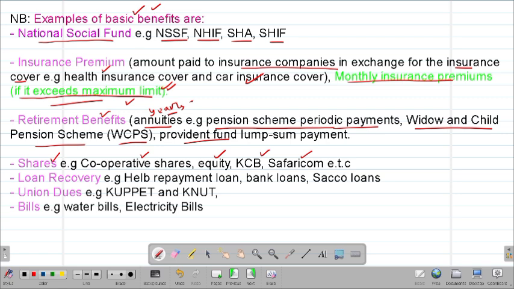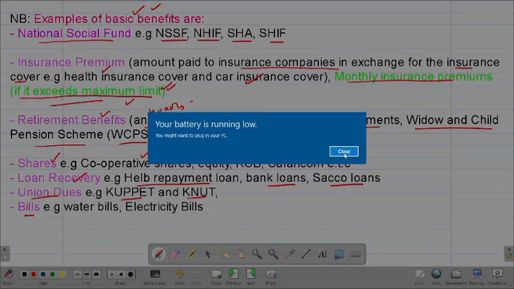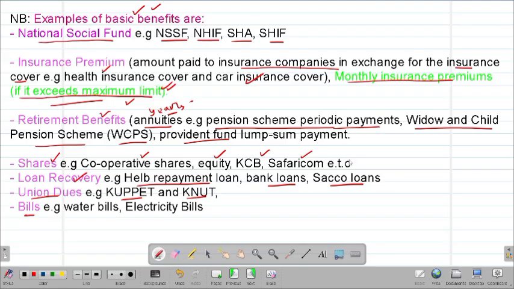Then another basic benefit could include loan recovery, such as the HELB, repayment loans. You can also have bank loans, SACCO loans, etc. You can also have union dues. For example, for the case of teachers, we can have the KUPPET and the NAT payment. You can also have the bills. Now, the bills in this particular case could represent the water bills. We can also have the electricity bills.